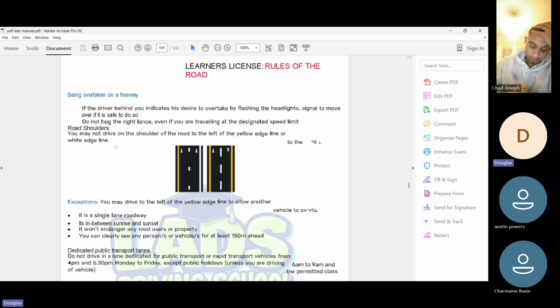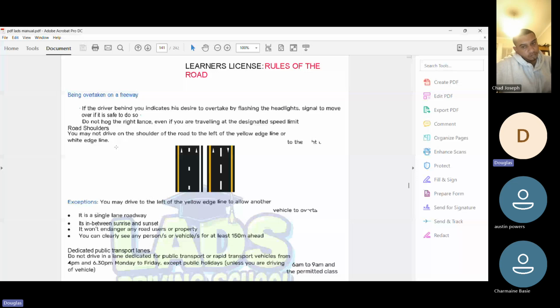But this is not allowed where there's only 2 lanes, where there's a lane that's going the opposite direction and there's a lane that's going the other direction. This is only allowed on a freeway. If it's a normal road, no, you don't have to move out of the way because it will be a danger for you to move out of the way. But if it's a highway, you need to move out of the way.